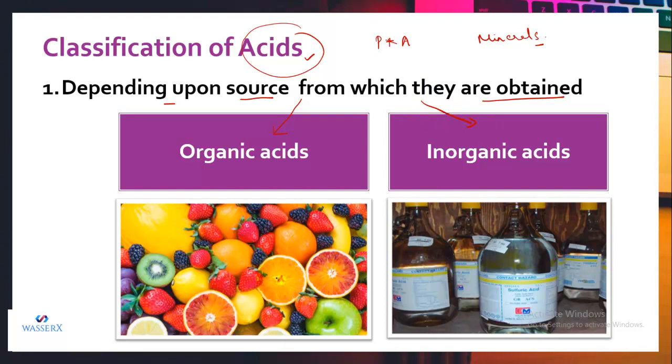As you can see in the figure, these are fruits, and these fruits are obtained from plants, so they are regarded as organic acids. Even if you obtain any acid from animals, it is also regarded as an organic acid. And as you can see in this figure, we have sulfuric acid bottles. Sulfuric acid is a mineral acid because it is obtained from minerals. That is the reason it can be called a mineral or inorganic acid. So let us learn more about them.